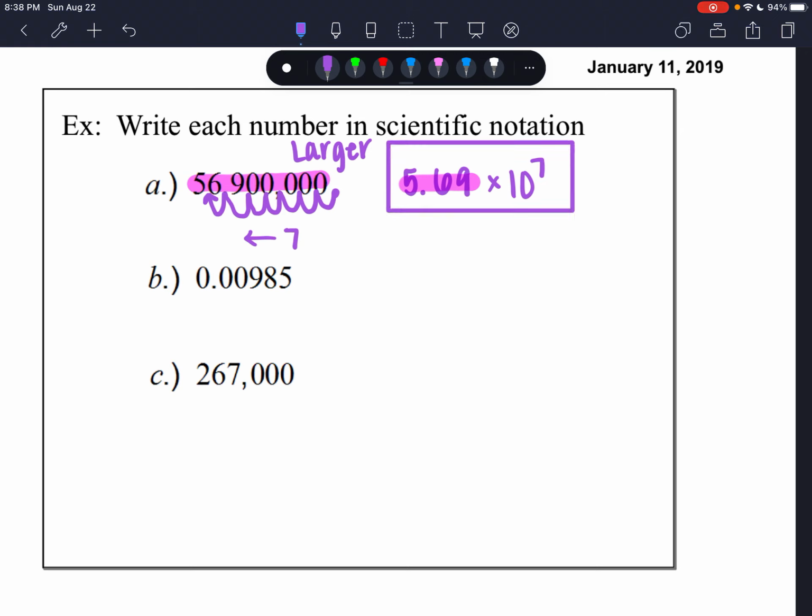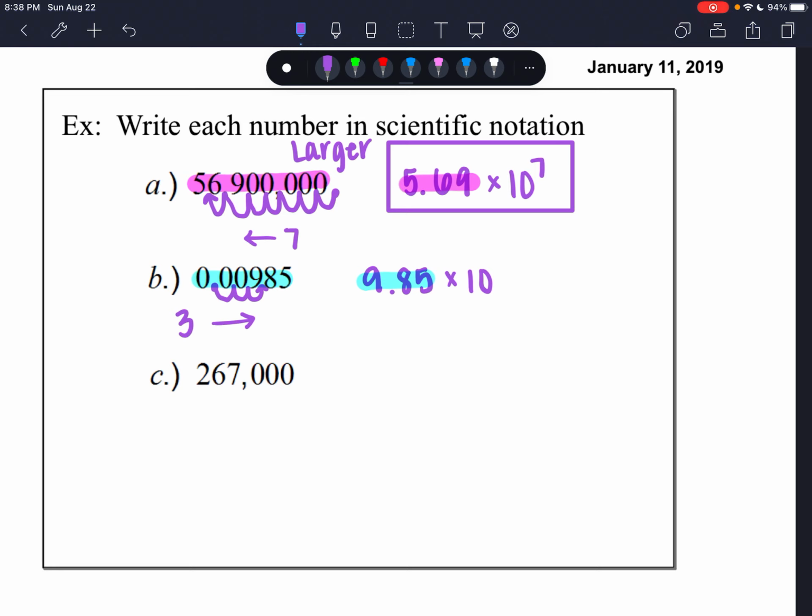Let's try the next one, 0.00985. I'm going to locate my decimal, which has been clearly identified right here, and I'm going to move it until that decimal is in between 9 and 8. So now my new number is 9.85. Now I move my decimal to the right 3 places. So I know that the integer on my 10 is either going to be positive 3 or negative 3. It depends on the size of my original number. If it's a larger number, I'll have a positive exponent. But if my original number is smaller than what I'm looking at now, I'll have a negative exponent.